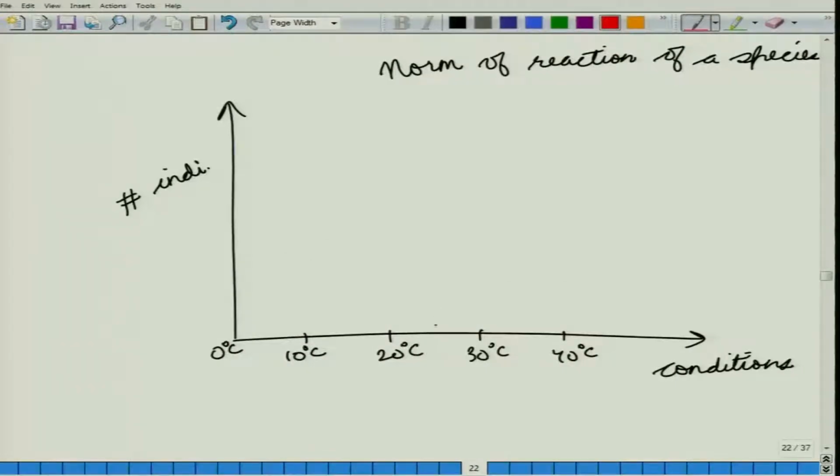Similarly, if you put somebody into a very hot place, say, a place with 50 degrees temperature, then your monkey will not be able to survive there. So in the case of your monkey, or say in the case of humans, we are most comfortable at this point. But that does not mean that we cannot thrive at 30 degrees. We can thrive at 30 degrees, but the number of individuals thriving at other temperatures would go on decreasing. So this would be our norm of reaction for species 1.